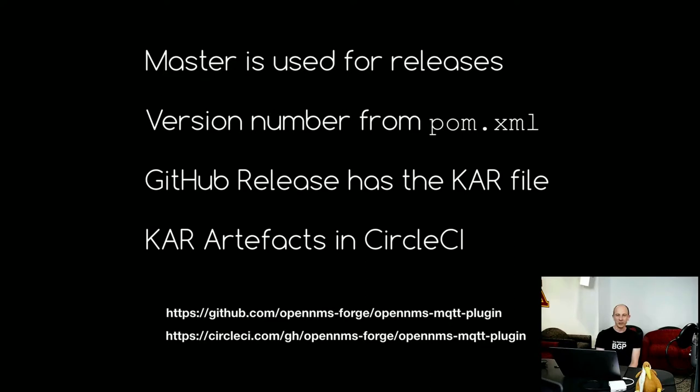What we basically achieved is we use master for releases. We have version numbers which are driven from the POM file. GitHub releases from master go to a KAR file which is published on the GitHub release page. And any other branches get KAR artifacts delivered in CircleCI, so you can download from there. The links are below, and that's basically what we achieved for the MQTT plugin.